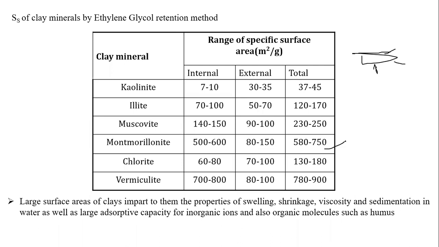Naturally, vermiculite has a very high specific surface area, followed by montmorillonite, and very low is kaolinite. This is regarding kaolinite, illite, montmorillonite, muscovite, chlorite, and vermiculite. A large surface area imparts some properties to clay. If you have a very large surface area, there will be peculiar characters: swelling, shrinking, viscosity, and sedimentation that we can see in water. These also have some colloidal nature, so we can get colloidal properties also. This is regarding the surface area.